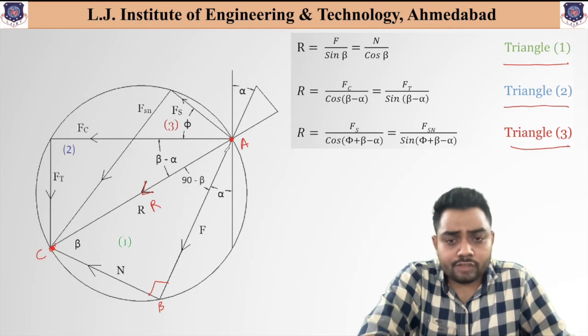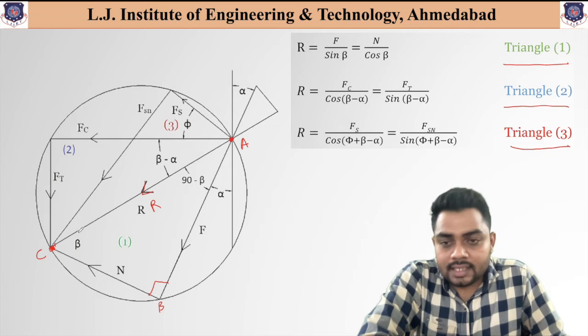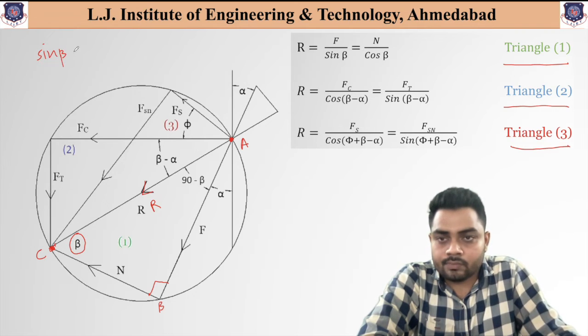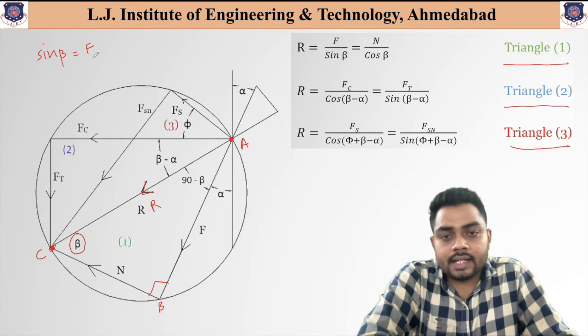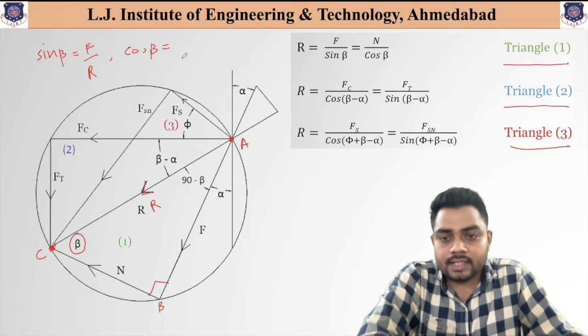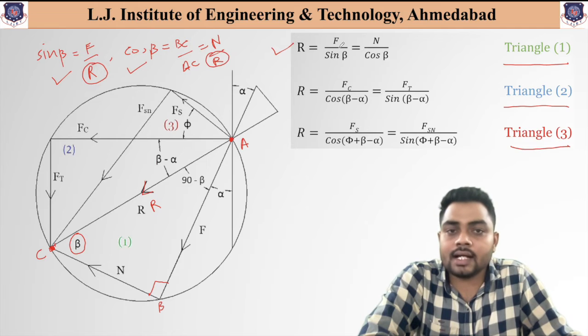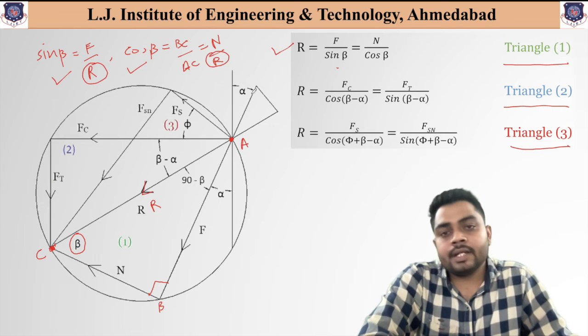Now for the first triangle ABC, if we write the equation for this angle using the sine and cosine rule, sine beta is equal to the dimension along the line AB, that is the force F, divided by the hypotenuse, that is R. Similarly, for cos beta we have BC divided by AC, which gives us N divided by R. In these two equations the common term is the resultant force R. So with the resultant force as the main variable, we get the first equation: R is equal to F divided by sine beta, which is equal to N divided by cos beta, right?